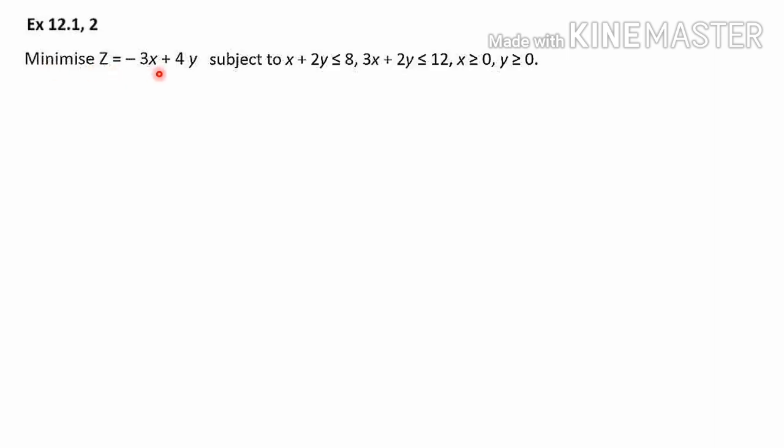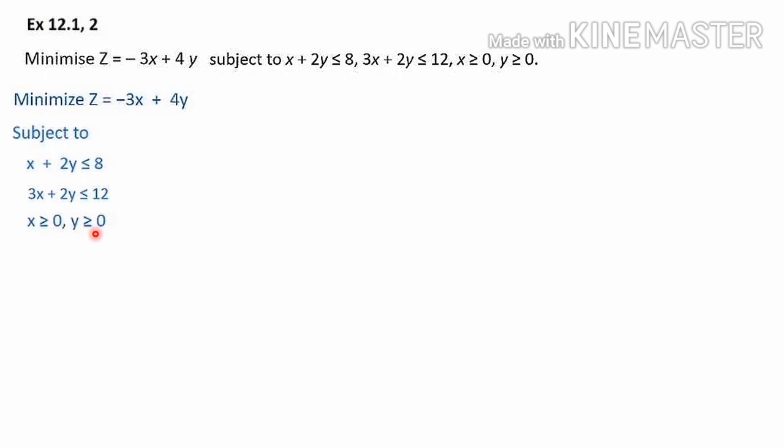Next we shall discuss exercise 12.1 second question. Minimize Z is equal to minus 3x plus 4y subject to x plus 2y less than or equal to 8, 3x plus 2y less than or equal to 12, x greater than or equal to 0, y greater than or equal to 0. Here let's write the given statements. Z is equal to minus 3x plus 4y. We have to minimize. Subject to constraints x plus 2y less than or equal to 8, 3x plus 2y less than or equal to 12, x greater than or equal to 0, y greater than or equal to 0.